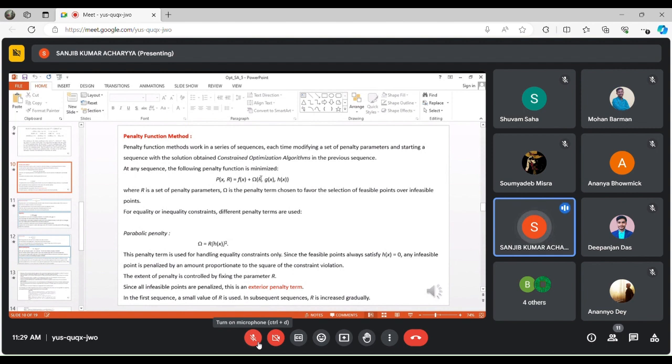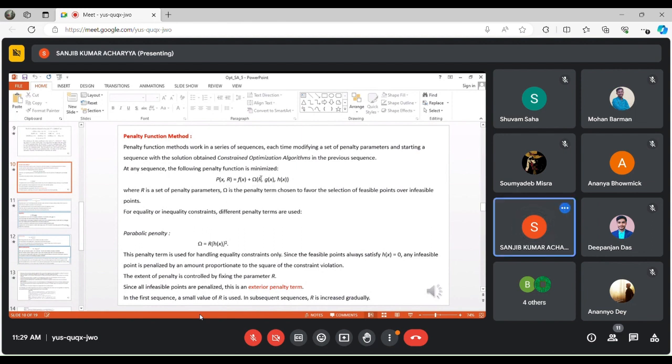If R is equal to 1, they are equally important. But if I make R equal to 10, then we are increasing the priority of the constraint satisfaction. If we make R equal to 0.1, we are reducing it. So by controlling the value of R, we can increase or decrease the priority of satisfaction of the constraint level. Accepted or not? Yes, sir. So R is called the penalty multiplier.